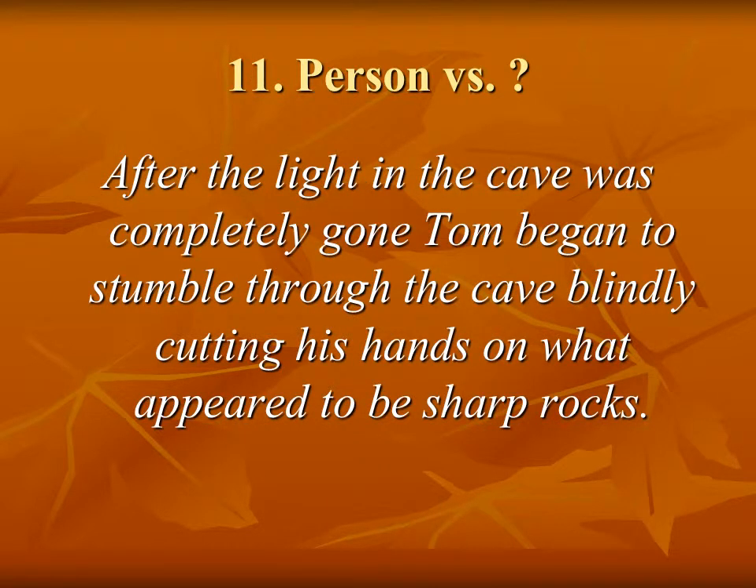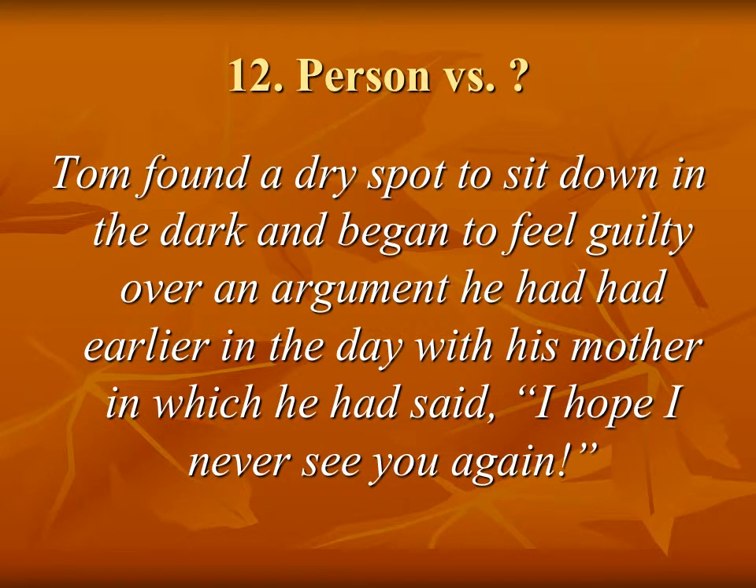"After the light in the cave was completely gone, Tom began to stumble through the cave blindly, cutting his hands on what appeared to be sharp rocks." So obviously in this text, the protagonist, Tom, is fighting his way through a cave and cutting his hand on sharp rocks. This automatically points us in the direction of person versus nature, external conflict. Nature being represented by the sharp rocks and the person being Tom.